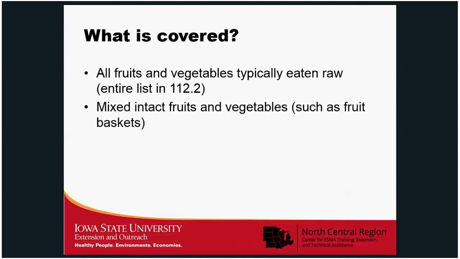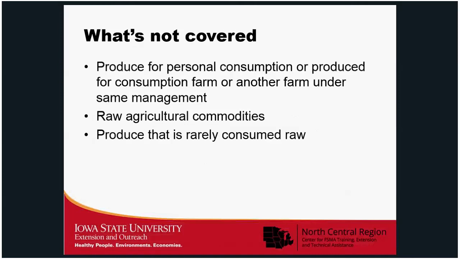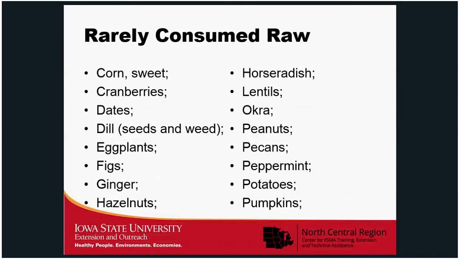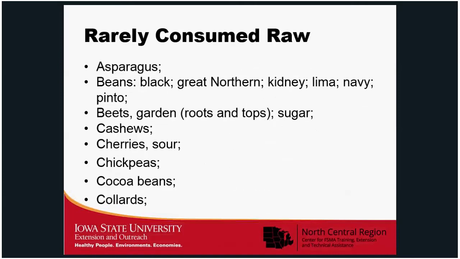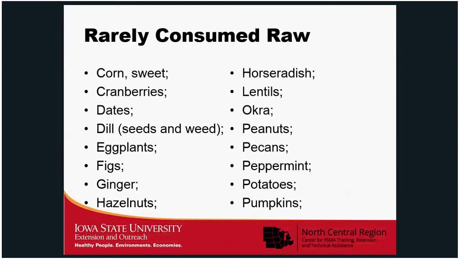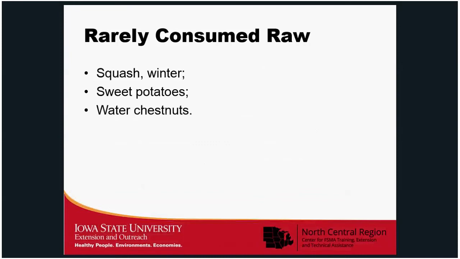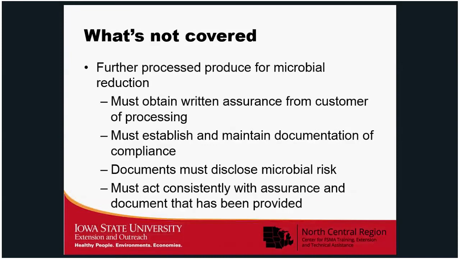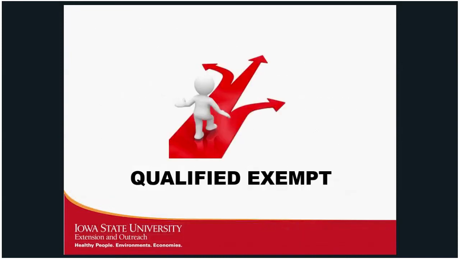We went over what is covered and what is not covered already, so I'm going to skip through some of these, and you guys have my slide decks. What is rarely consumed raw? Asparagus, collards. You have a whole list of what's in the produce rule that I'll go over.